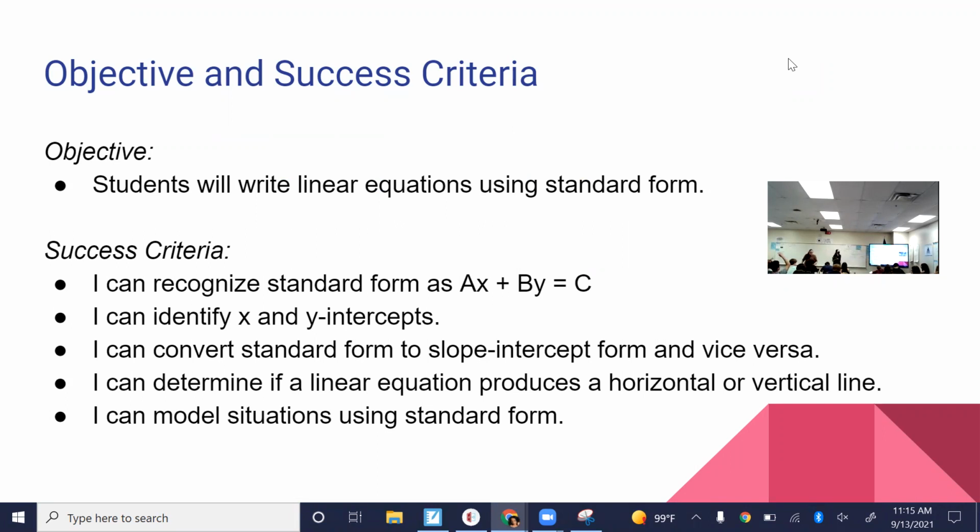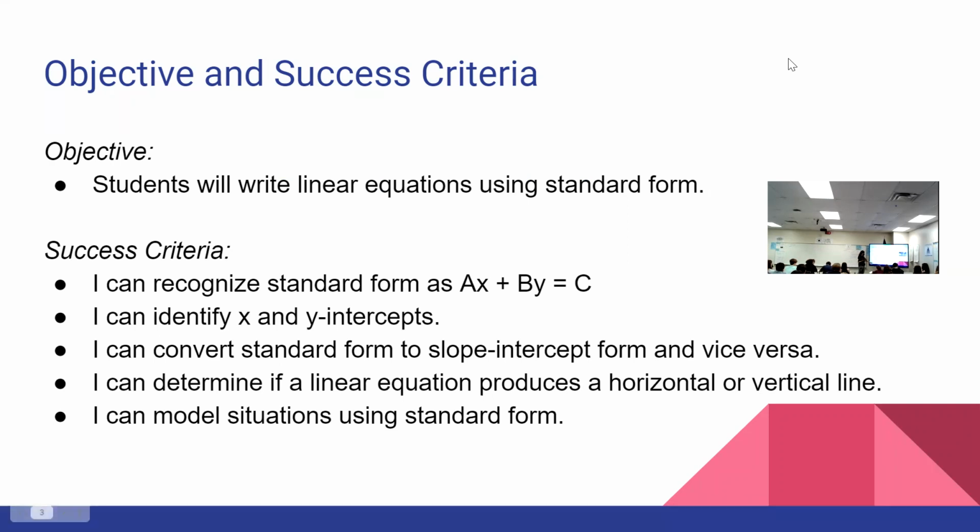And with that, you need to be able to identify your x and y intercepts, convert to slope intercept form, and vice versa. And then model with standard form. So all of those things you are going to be tested on.